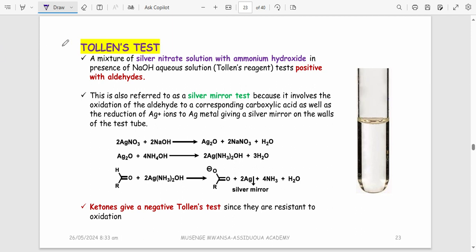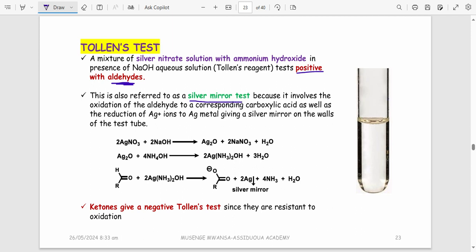Okay, the second test is known as the Tollens test. Now, for the Tollens test, the most important thing is that it is just positive for what? Aldehydes. So immediately you hear Tollens test was positive, just know that you had an aldehyde. You didn't have a ketone. And the result is that you are going to see a silver mirror.